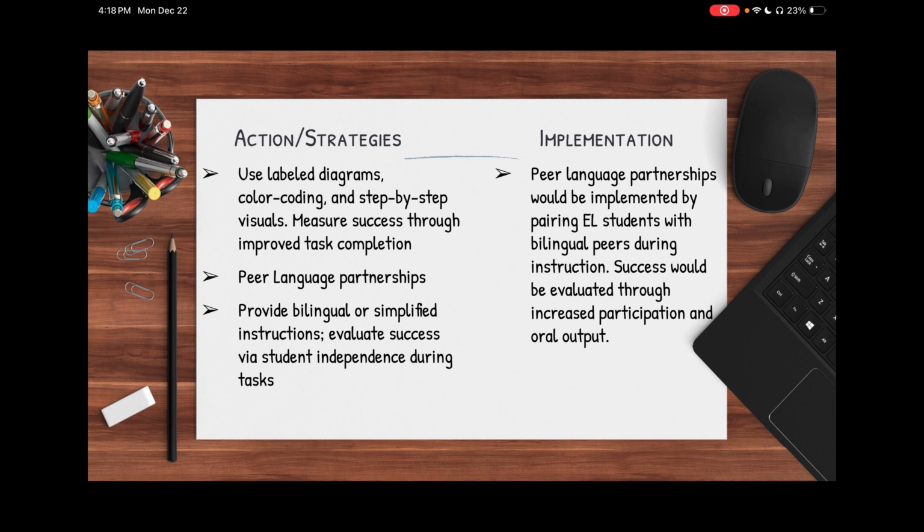And another thing is peer language partnerships. Some students are bilingual. If you do have a bilingual student, partnering them up with somebody who might not understand that instruction in English would help them a lot. And how would we implement this? We would start by using peer language partnerships and then seeing how students succeed throughout the year and seeing if their participation increases, the more they can get to their education.